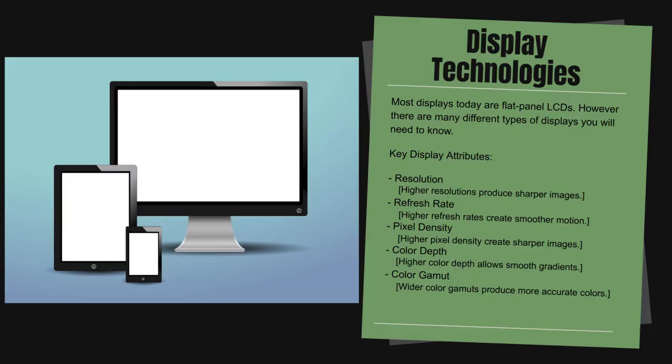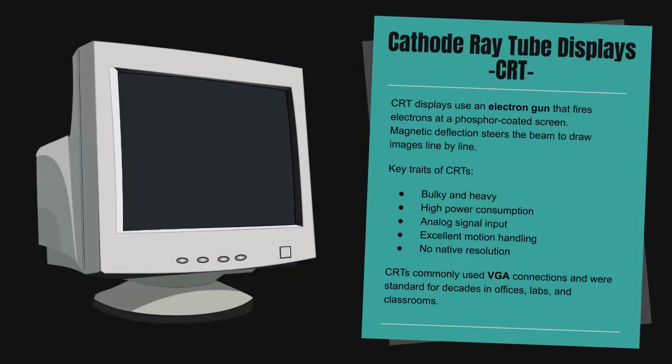Now these other ones are more legacy, specialty, and edge case displays. Now let's break them down. Now we've got the cathode ray tube displays, or CRT. Let's start with the original heavyweight champion, CRT monitors. CRT displays use an electron gun that fires electrons at a phosphor-coated screen. Magnetic deflection steers the beam to draw images line by line.